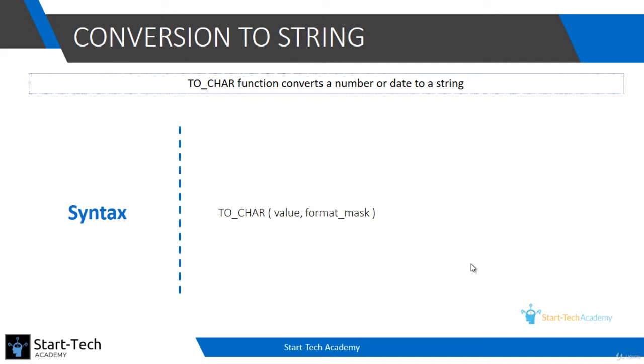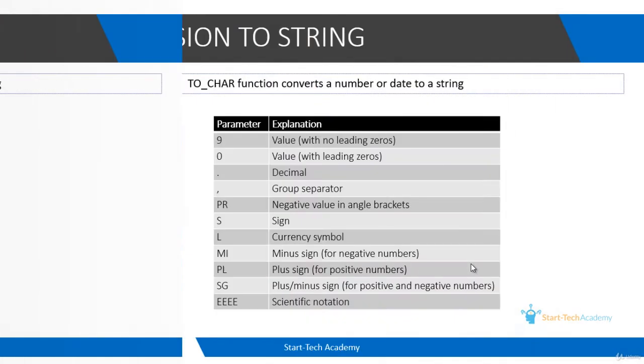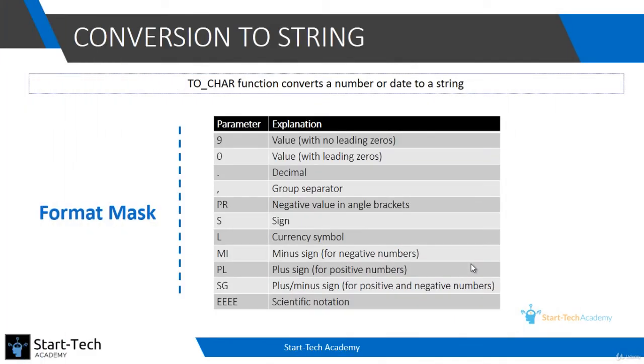So to convert the data in the column from number or date to string, we will be using the toChar function. The syntax of the toChar function is you write toChar, give the value which you want to change to string. This value can be either a number or a date. Then you will specify a parameter which is called format mask. This format mask will have different values for number and different for date. Let us see first the values that it can have when you are changing it from a number to a string.